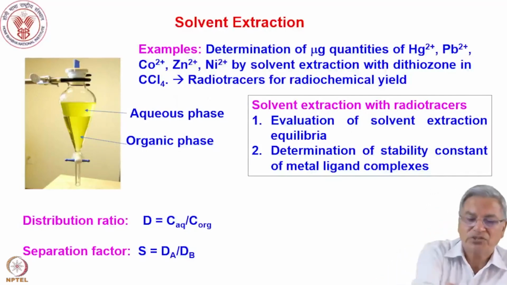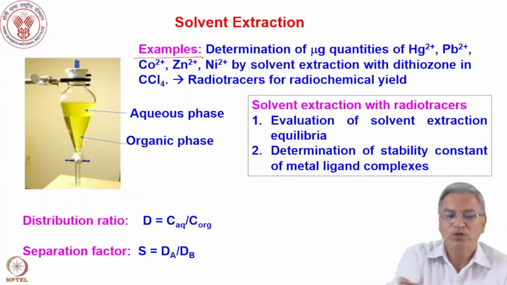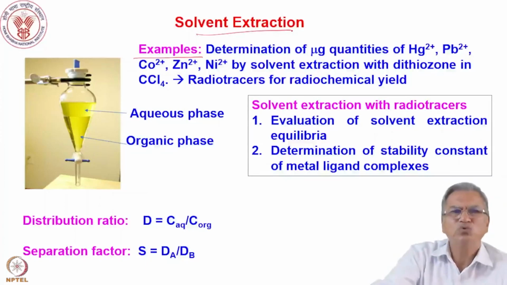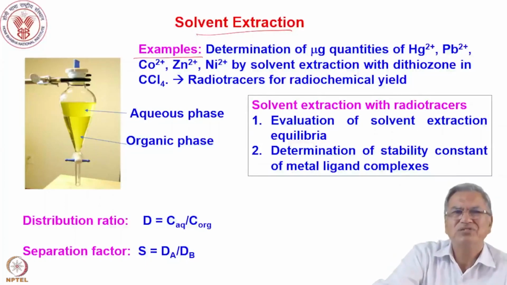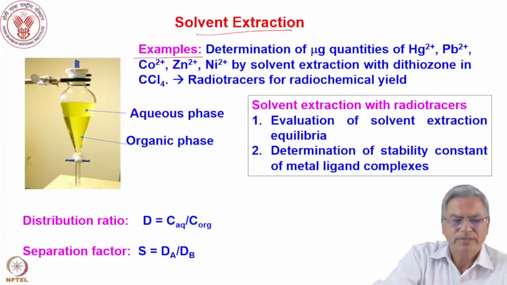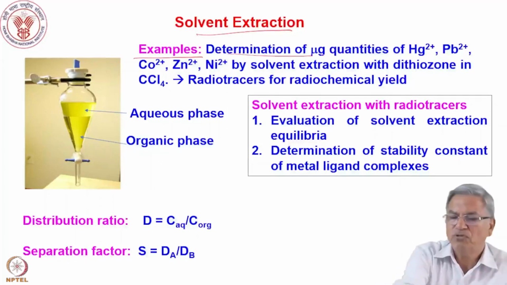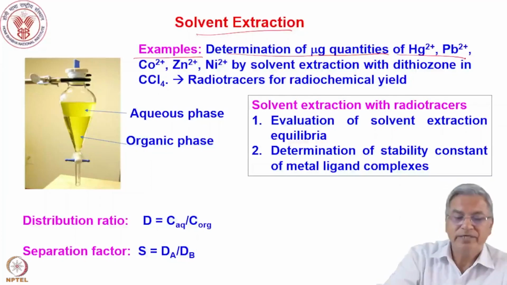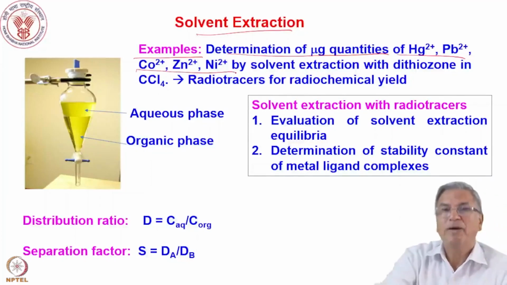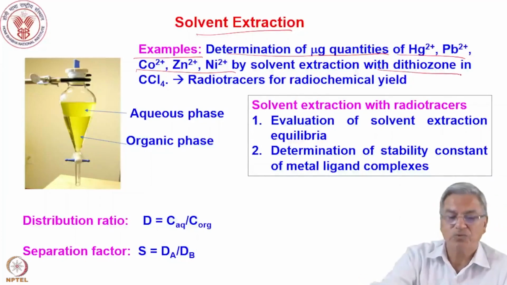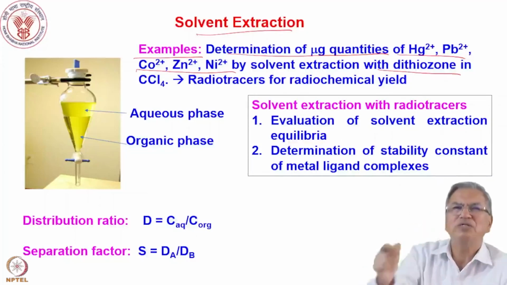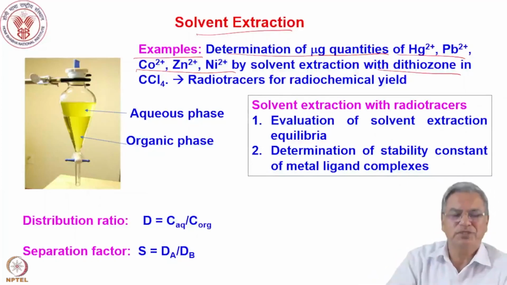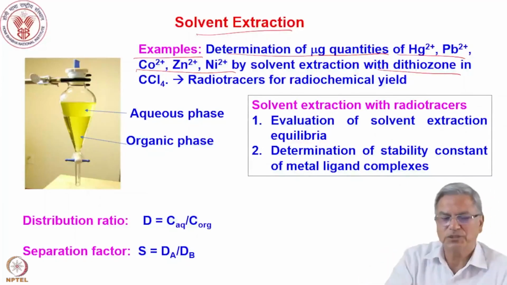Solvent extractions are still very useful and very commonly used for separating different metal ions or organic molecules. One application is the determination of microgram quantities of metal ions like mercury, lead, cobalt, zinc, and nickel by solvent extraction with a reagent called dithizone. You can use the radiotracers of these elements to see the distribution in the aqueous and organic phase. That is the beauty of radiotracers.